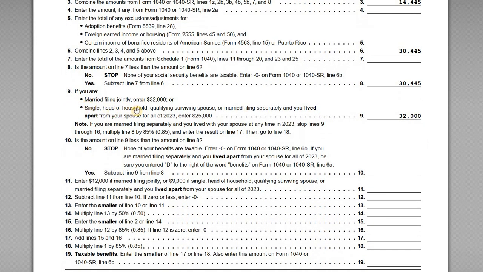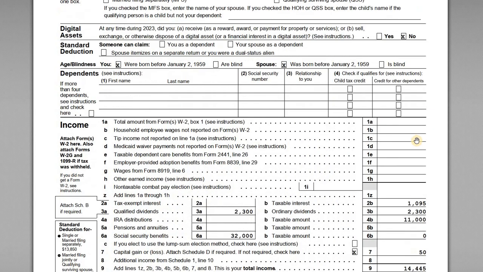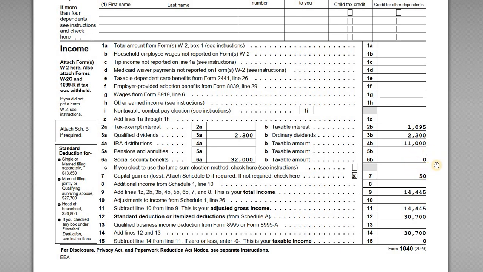Line 9, if you are married filing jointly, enter $32,000. That's us, so we enter $32,000. And then on line 10, it asks, is the amount on line 9 less than the amount on line 8? And the answer is no, right? This is a greater amount. So if we hit no, we stop here because none of our benefits are taxable. So we would enter 0 on Form 1040, line 6B. So if I go back to the Form 1040, look at 6B, we have a $0 amount as far as taxability of our Social Security benefits.